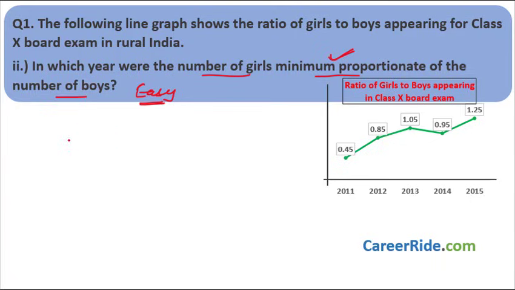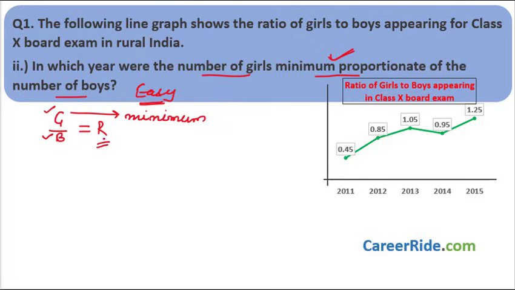Okay, so what is given to you in the question? It is given that this question is actually about a ratio of the number of girls to the number of boys appearing for the board exams every year. Let us denote it by R. And these numbers of girls G and boys B are proportions of each other. They are proportionate to each other in some way, right? So when the number of girls is minimum in comparison to the number of boys, that is when it will be minimum proportionate.